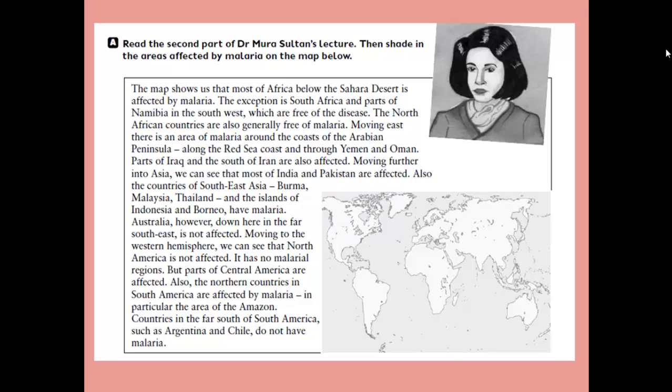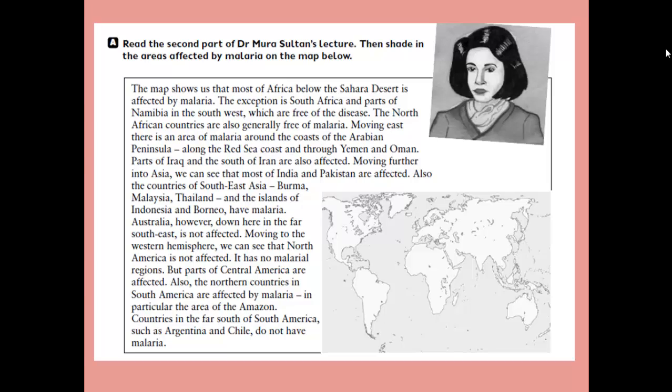Moving east, there is an area of malaria around the coasts of the Arabian Peninsula, along the Red Sea coast, and through Yemen and Oman. Parts of Iraq and the south of Iran are also affected. Moving further into Asia, we can see that most of India and Pakistan are affected. Also, the countries of Southeast Asia, Burma, Malaysia, Thailand, and the islands of Indonesia and Borneo have malaria. Australia, however, down here in the far southeast, is not affected.